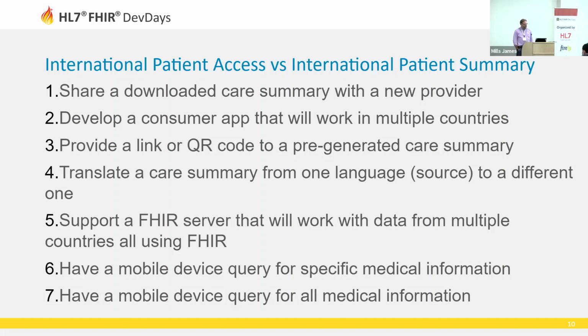Number 3, provide a link or QR code to a pre-generated care summary. There is this thing called Smart Health Links. I'm not sure exactly what it does, but I think we're talking about it sometime this week, pretty soon. Okay, so who thinks a pre-generated care summary via some method of access, like a link or QR code, is actually IPA, is access? Raise your hand if you think so.